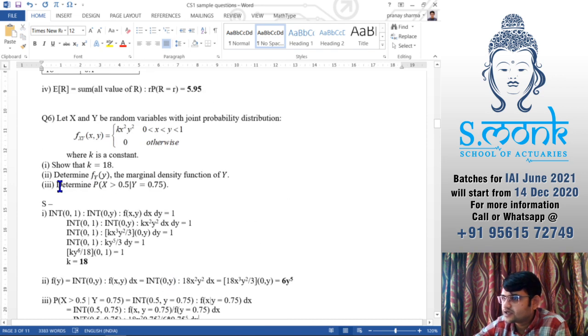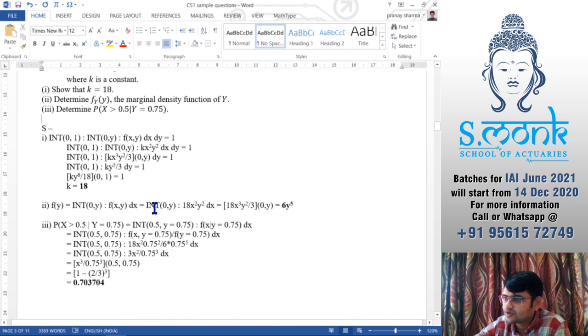Then they are asking us for conditional probabilities: the conditional probability that x is greater than 0.5 given that y is equal to 0.75. For the conditional, the condition will always be equal to, not greater than or less than, because we want a constant value in the condition. So y is equal to 0.75, and x greater than 0.5.